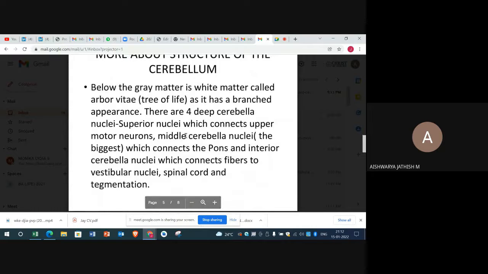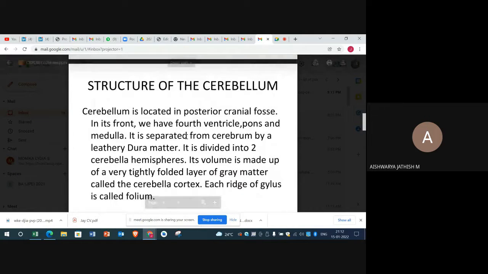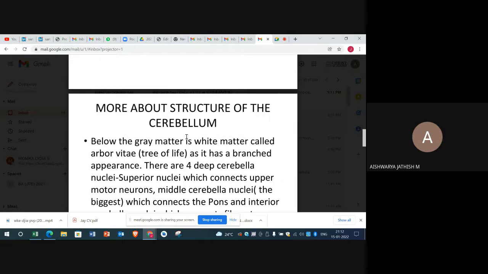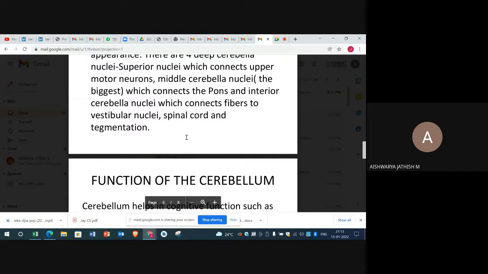Coming to the structure part, it is located in the posterior cranial fossa. It has the fourth ventricle, pons, and medulla, separated by dura mater. It has two hemispheres. The volume is made up of gray matter. Below that you have white matter. There are four deep cerebellar nuclei: the superior one, which connects to the upper motor neuron, the middle one, which connects to the pons, and the inferior one, which connects fibers to the vestibular nuclei, spinal cord, and tegmentum.